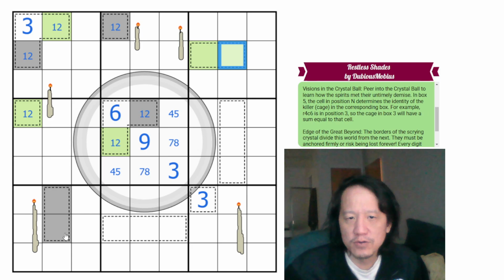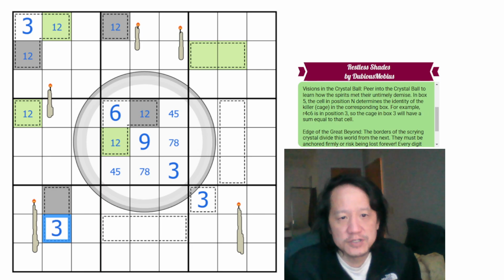So therefore, we know the 3 can't be either here or here, and they both contain a 3, so this must have a 3, and it cannot be the medium gray cell, so this is a 3, and then this must be a 3. So this can't be the green cell.